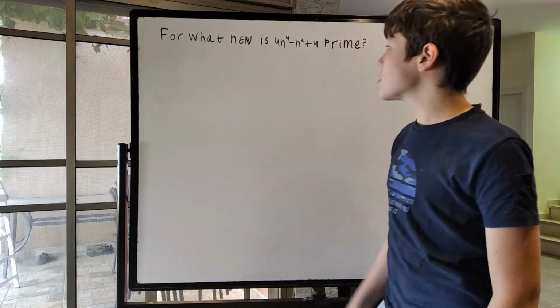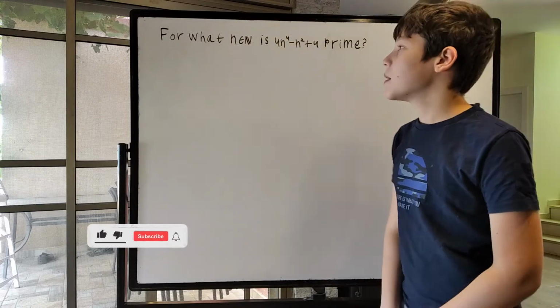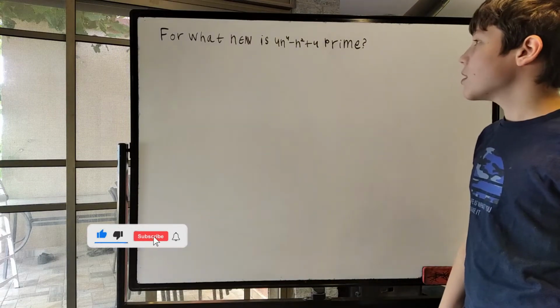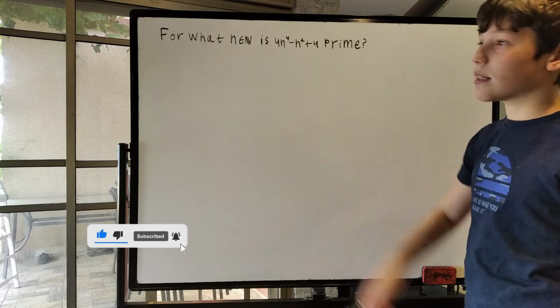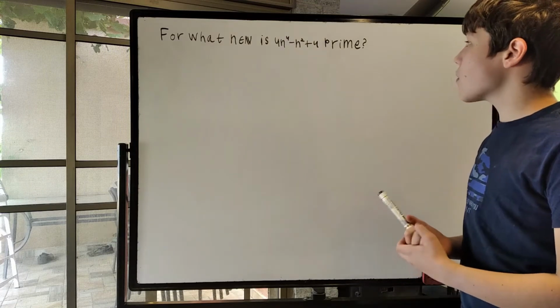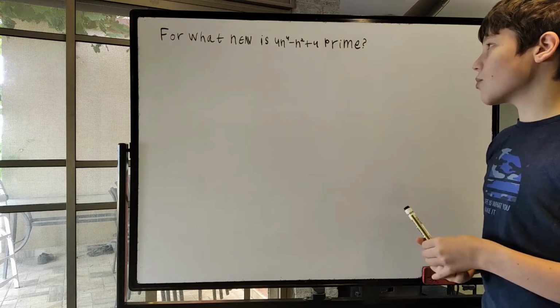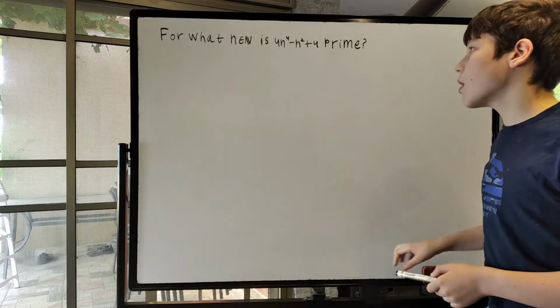Today we're going to do this problem. So the question is, for what n, a natural number, is 4n to the fourth minus n squared plus 4 prime?